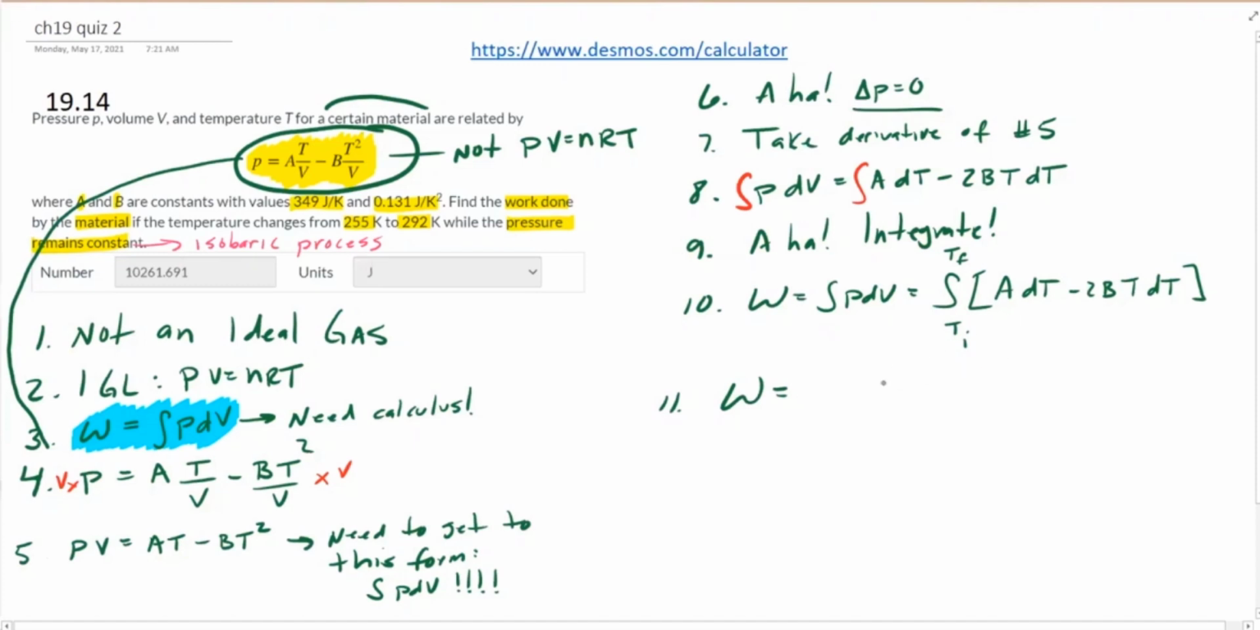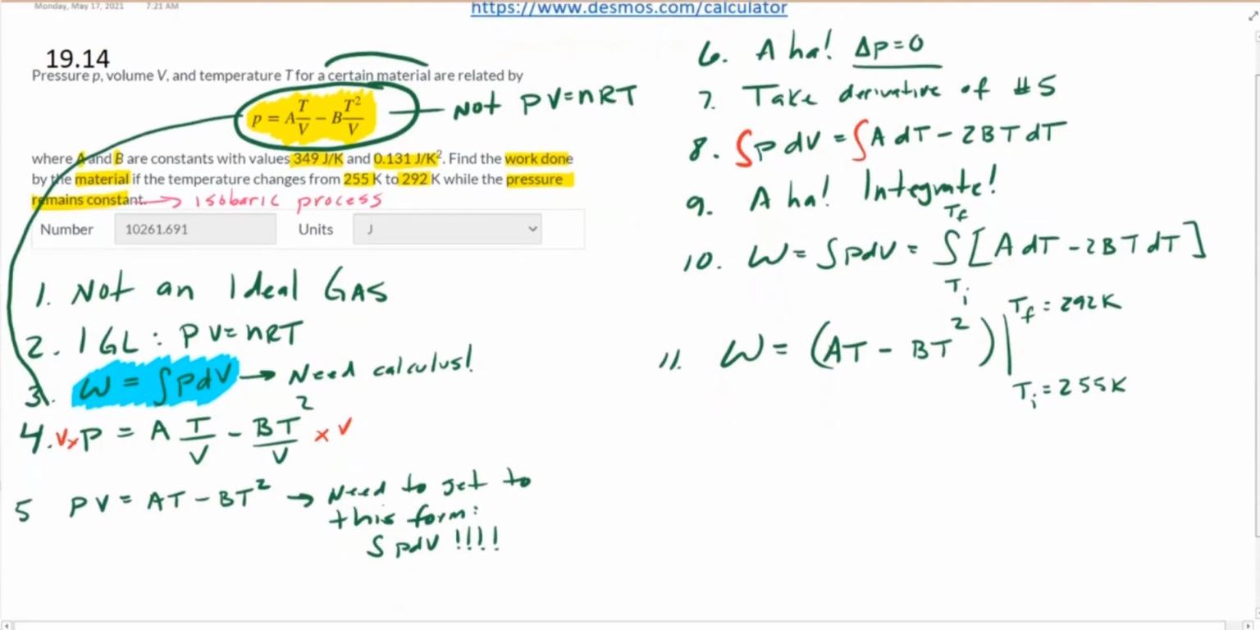I know that the integral of A dt is just AT. And I know that the integral of 2BT is, so here's me just doing the power rule, integrating, BT squared. There you go. I'm starting off at 255 Kelvin, and I'm ending up at 292 Kelvin.